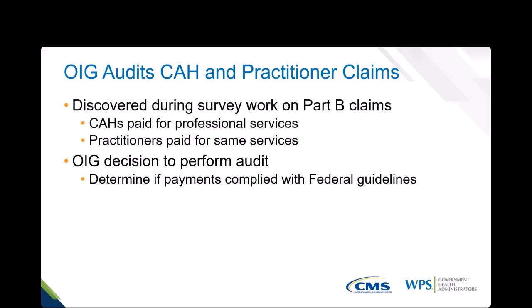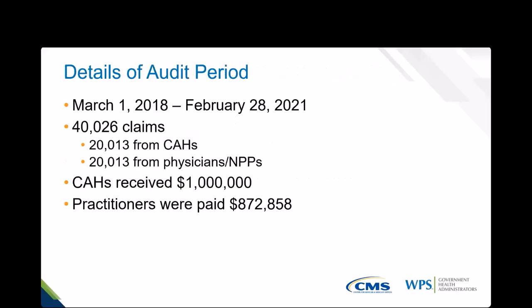So with every audit, there is a scope, and they have certain criteria that they are looking for when they're looking at claims. So the details of that audit are shown here. The audit period was March 1st, 2018 through February 28th of 2021. And the audit covered 40,026 claims. As you see here, the breakdown, half of those were submitted by critical access hospitals and the other half were submitted by healthcare practitioners for the same professional services provided to the same beneficiary on the same date of service.